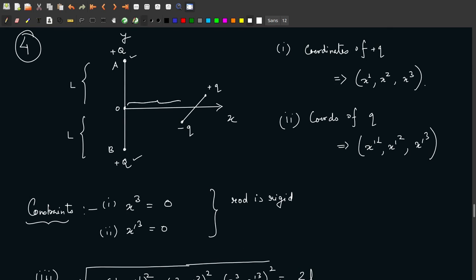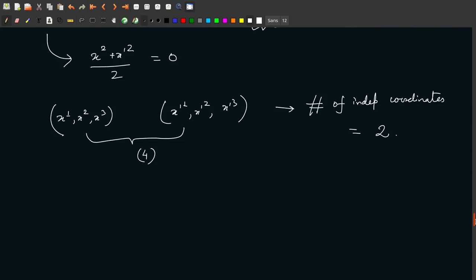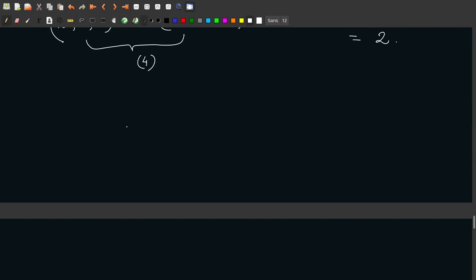One of them would be the distance from the origin to the center of mass, which is given by x, and since this length is L and this length is also small l, the other coordinate that you require is just theta. So x and theta will completely quantify or give you the position vector of the charges plus q and minus q. Okay, so this completes the first part of the problem.